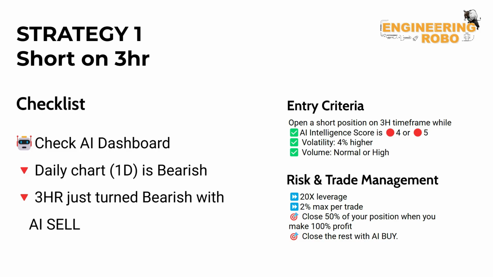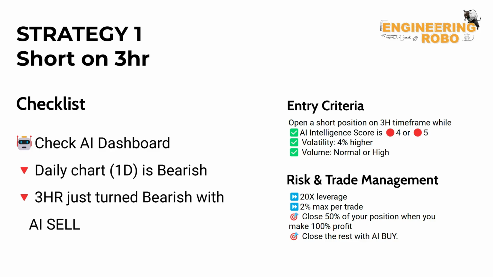Strategy 1, shorting and using the 3-hour time frame. Checklist. We need to be checking the AI dashboard. The daily chart on 1 day is bearish and the 3-hour has just turned bearish with an AI sell signal.